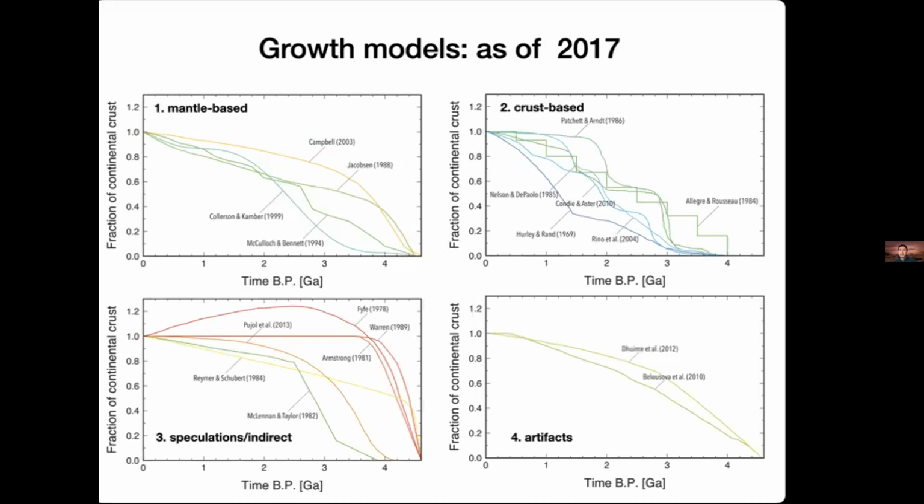On the other hand, crust-based models are just a distribution of formation ages of the crust we have now. That is, the crust that has been preserved to the present day. It's a very important difference. The crust-based models don't include the crust loss to the mantle by recycling, like subduction and so on. So they serve as a lower bound on net crustal growth. The third category is mostly speculation with some indirect estimates, and the fourth category is mere artifacts. Interestingly, these models by Belousova et al. and Dhuime et al. have been the most popular models in the last several years. And this has been the source of great confusion in the literature.